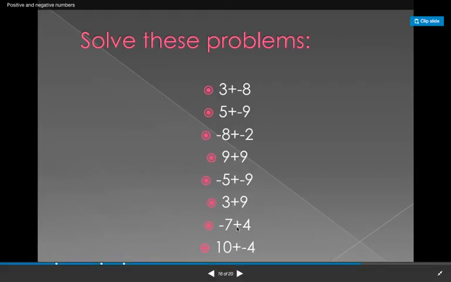We have negative 7 plus 4. This is another one we're going to have to subtract. 7 minus 4 is 3. We take the sign of the larger number, which is 7, so our answer is negative 3. 10 plus negative 4. Different signs, so we do 10 minus 4, which is 6, and we take the sign of the larger number, so our answer is going to be positive 6.